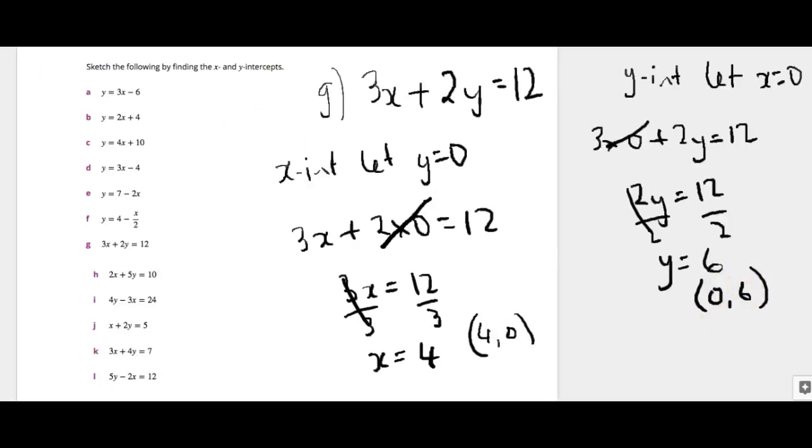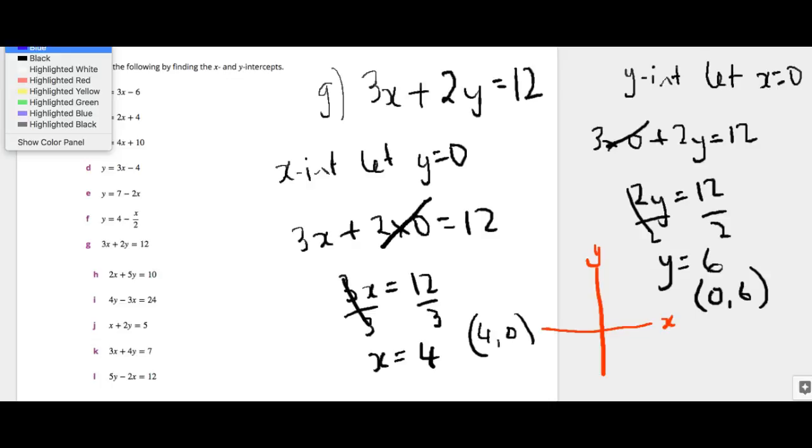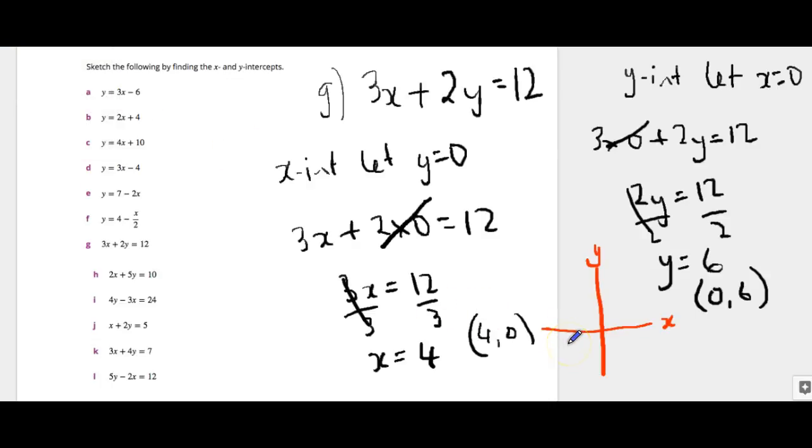Now I haven't really left much space to do my axes, but that's alright. Got a little bit of room here, so let's just quickly draw our lines. I'm going to call this x and this one y. Okay, let's do blue for our line. So you would hopefully have a nice set of axes. We have 4 and 6 here, and it's very hard to draw a straight line.